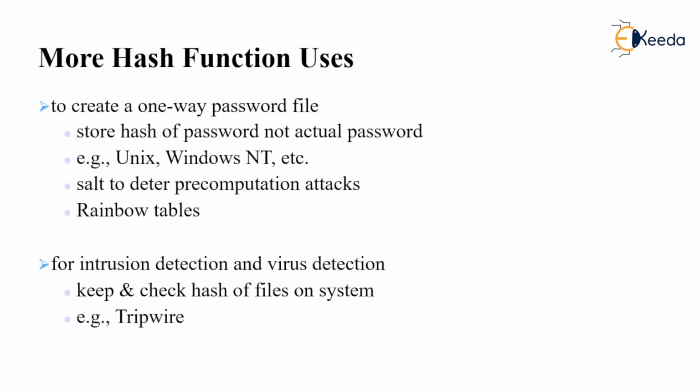Some more hash function uses are to create a one-way password file, and for intrusion detection and virus detection. For a one-way password file, store the hash of the password, not the actual password. Examples are Windows, Unix, Windows NT, etc. Rainbow tables are used for intrusion detection and virus detection. It keeps in check the hash of files on the systems, and for that Tripwire can be considered as one of the examples.